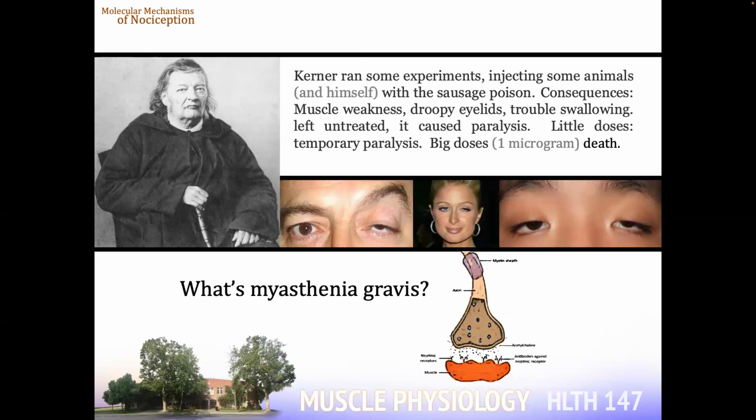And we've talked before in this semester about a cause of droopy eyelids, and that was myasthenia gravis. It's an autoimmune disorder where you have antibodies that eliminate the nicotinic acetylcholine receptors. And you remember how those work. At the very end of an alpha motor neuron, when the action potential has to cross the neuromuscular junction, it does so with acetylcholine. And that acetylcholine has to bind to nicotinic receptors. So Kerner found similar complications with a tiny dose of sausage poison. So you should have an idea of the physiological pathway that's causing the droopy eyelids.